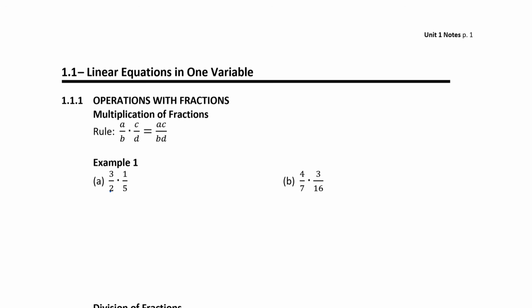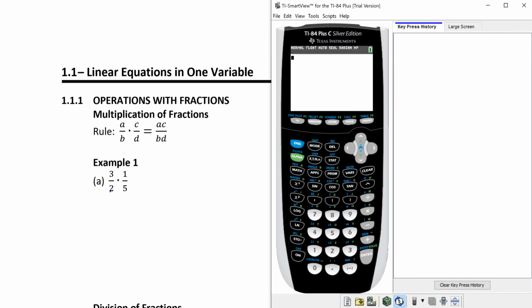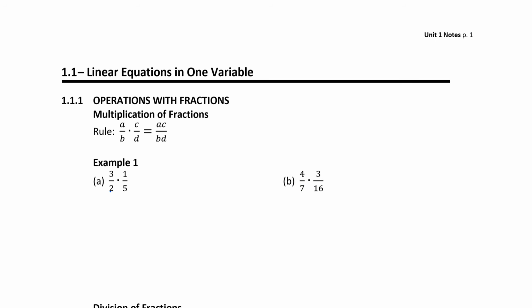Now, have your notes ready, have your calculator ready. We'll be talking about calculator tips along the way, and we're basically looking at a review of operations with fractions in this section, beginning with multiplication of fractions. To multiply fractions, it's very simple. If we have something like a over b times c over d, we simply multiply straight across the numerators and straight across the denominators. No common denominator is necessary.